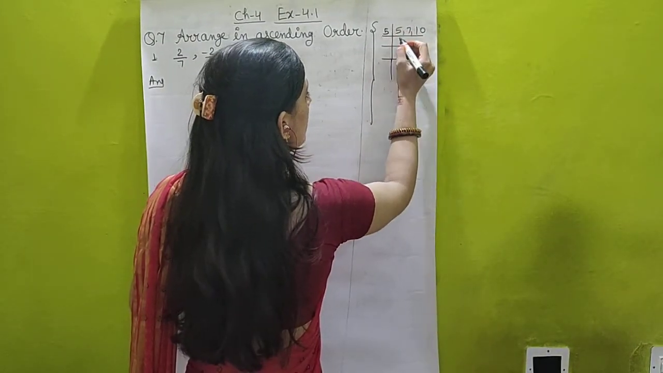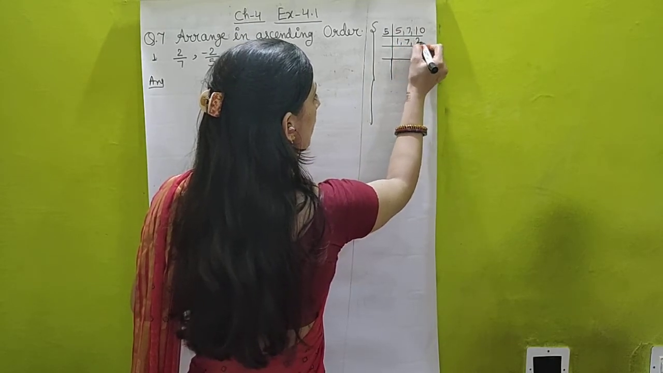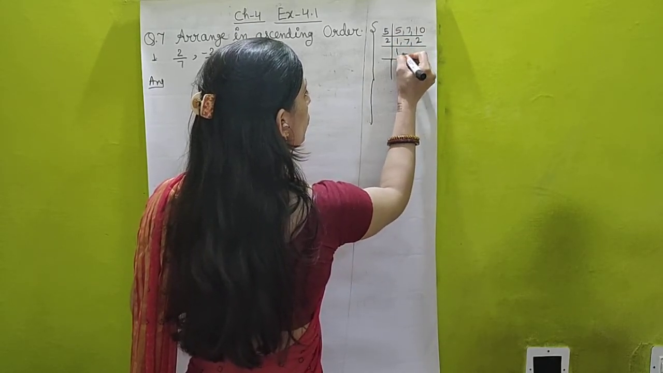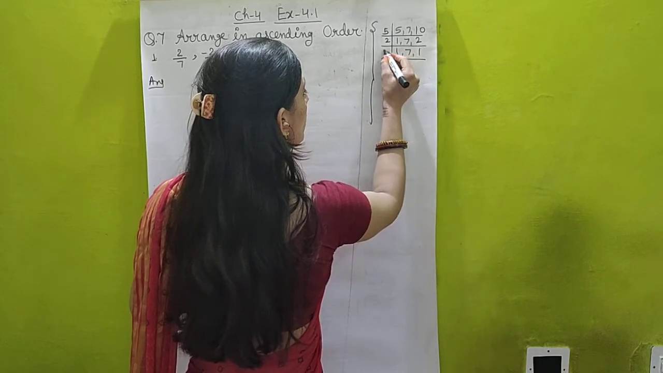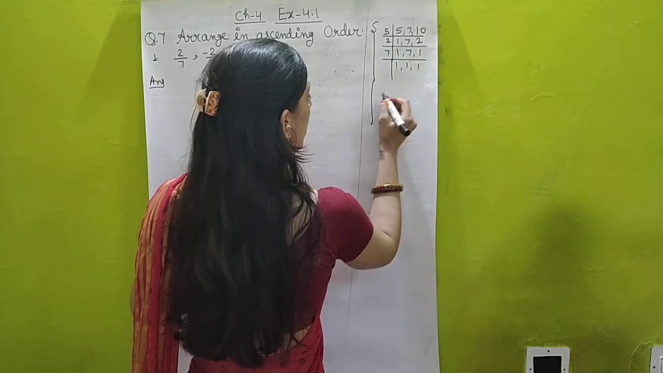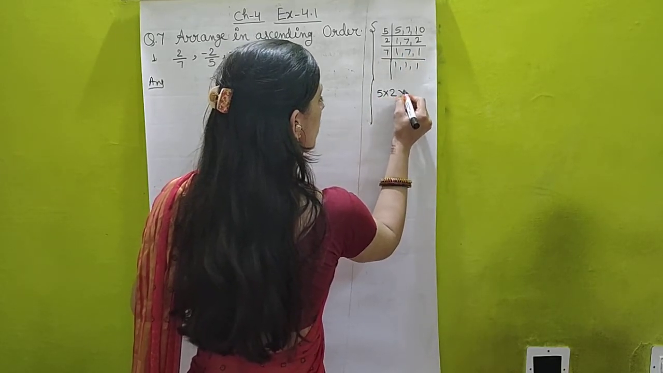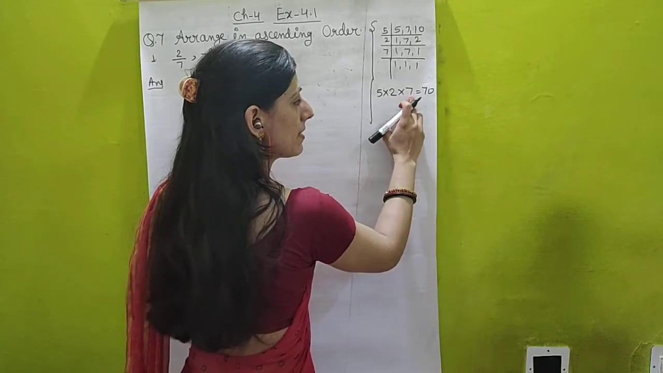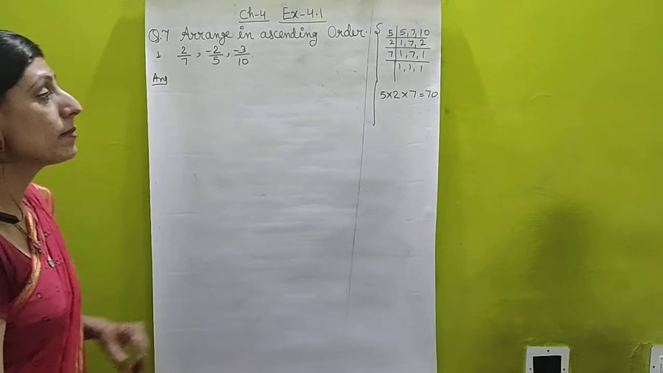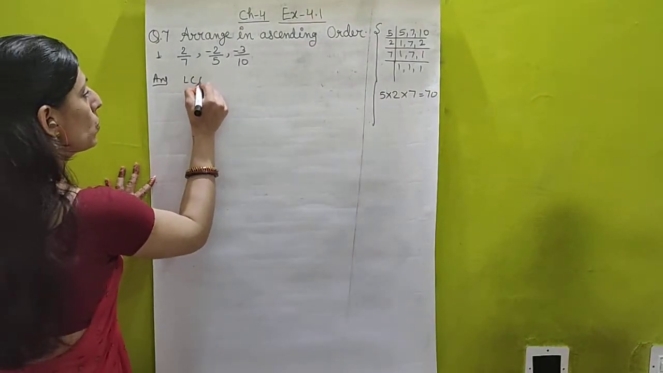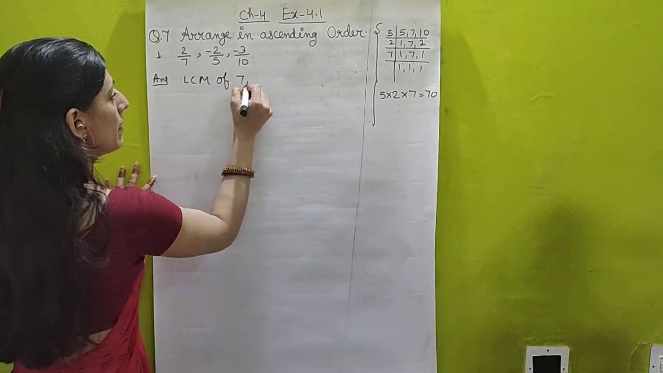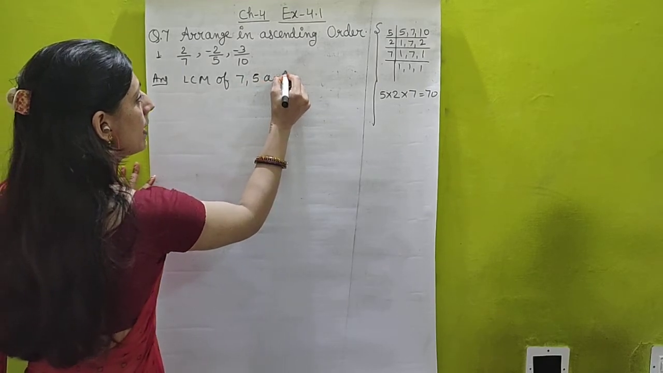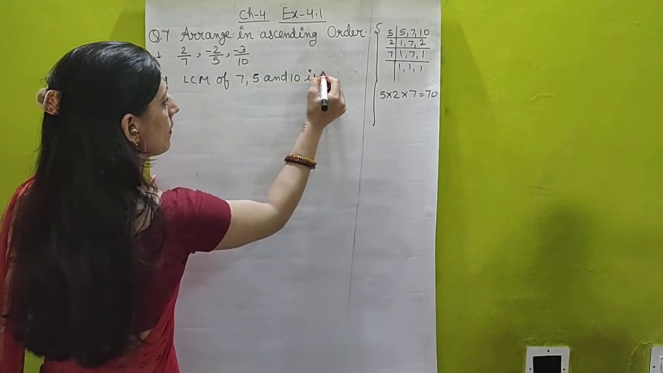So here, from 5 I can start. 5 ones are 5, 5 twos are 10. Then from 2, 2 ones are 2. Now 7, 1, 1 and 1. Now students, 5 multiply 2 multiply 7, it will be 70. 5 twos are 10, and multiply 7 is 70. Now your LCM is 70. So you will write: LCM of 7, 5 and 10 is 70.